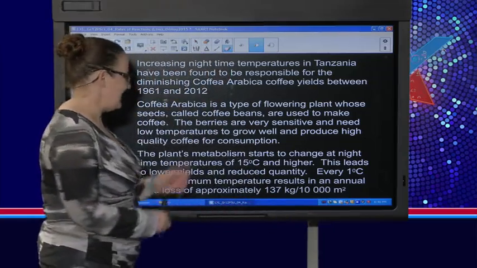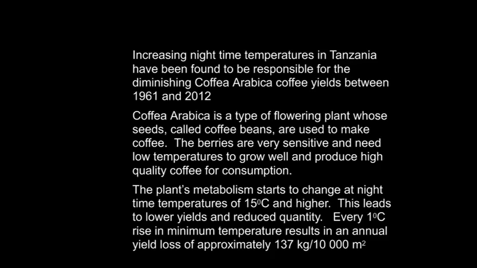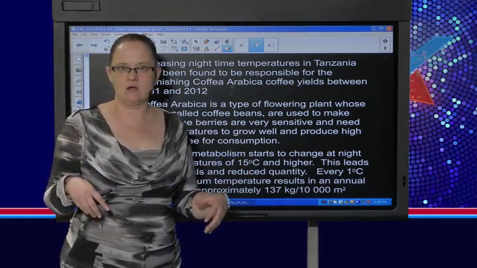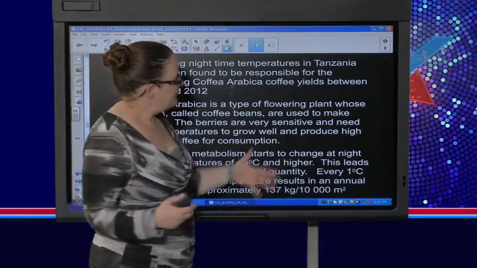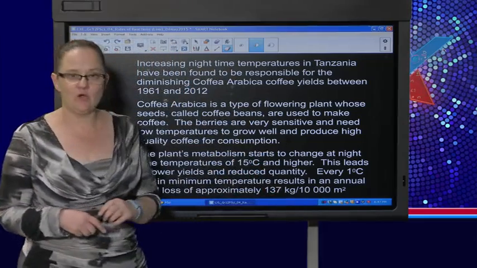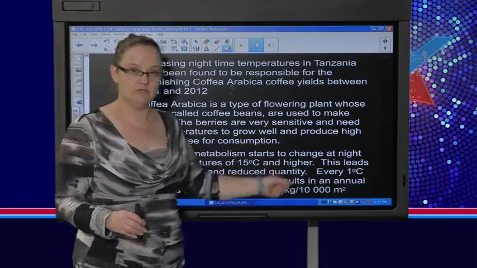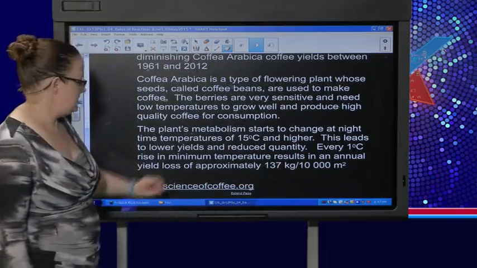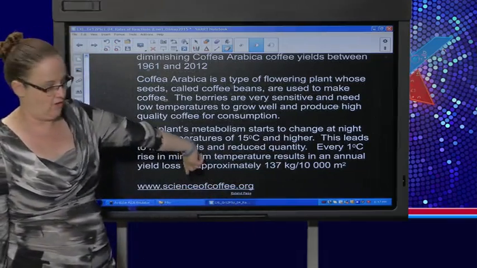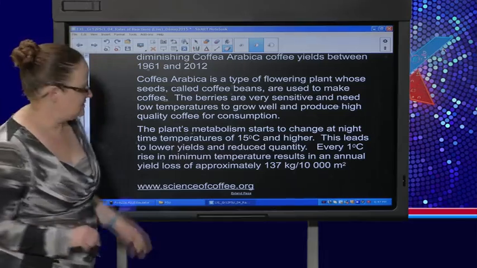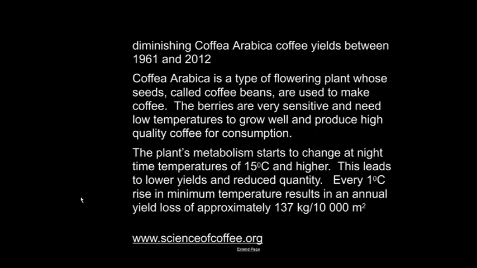So that's a problem. And in fact, for every 1 degree rise in minimum temperature, the annual loss is approximately 137 kilograms per hectare, which is 10,000 meters squared. Doesn't sound like much, but that's a lot of coffee in terms of a farmer. In fact, the smaller farmers in Tanzania only produce just over 200 kilograms per hectare anyway. So that's a lot to be losing in production, okay? And if you do want more, it's at www.scienceofcoffee.org.